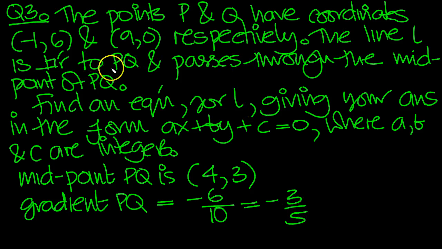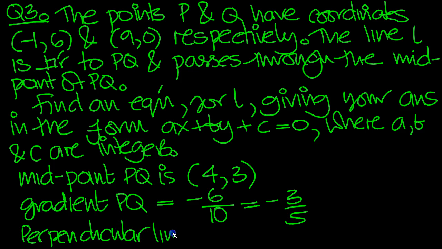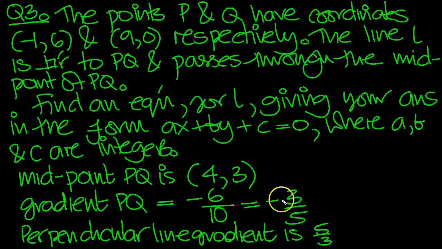So the line perpendicular to PQ must have gradient 5/3, because 5/3 times -3/5 will give -1, won't it? So that must be the gradient of the line that's perpendicular. It passes through the midpoint, so this is the gradient, it passes through this point. So we want the equation for this line, giving it in this form. So let's do that now.